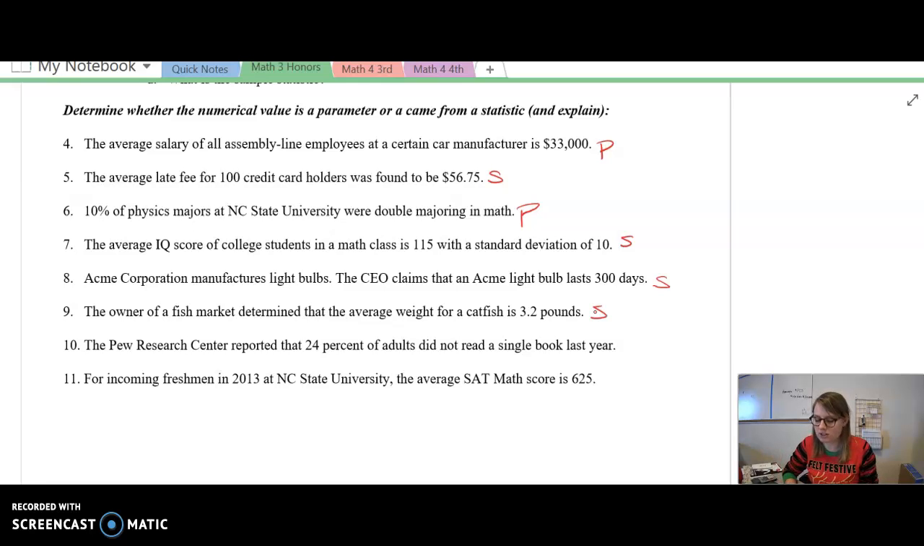And the Pew Research Center reported that 24% of adults did not read a single book last year. Well, this is a statistic because you cannot ask every single adult in the world what their opinion is. It is just not feasible. Alright, and then lastly, incoming freshmen in 2013 at NC State University average SAT score is 625. This is a parameter. They have that information on file, so yes, they can do this. Alright, part 1 is done. Now, go to part 2.